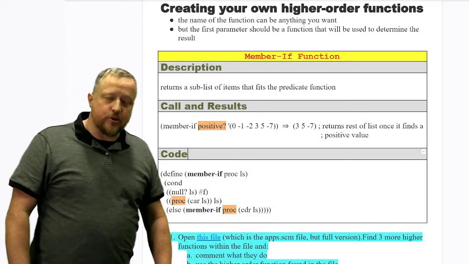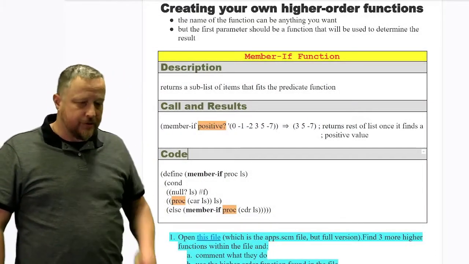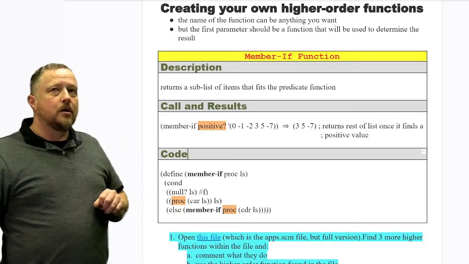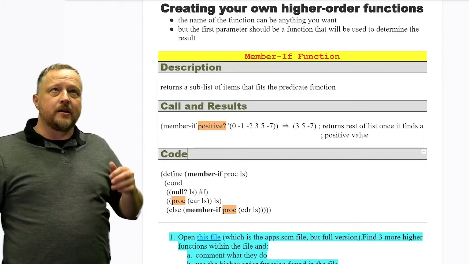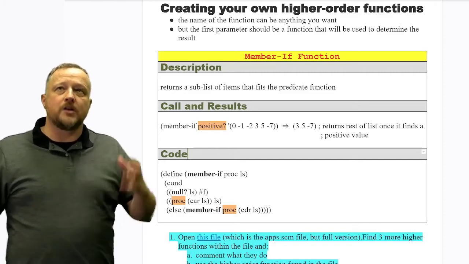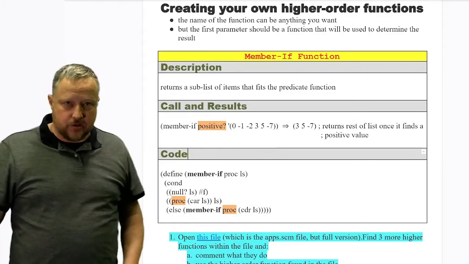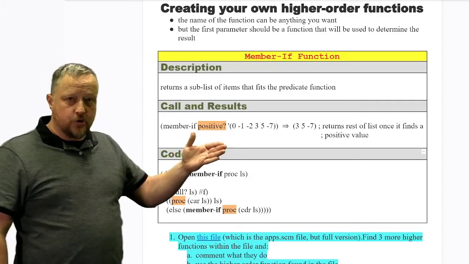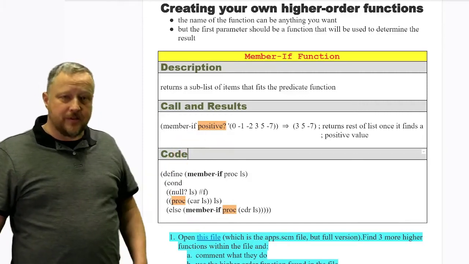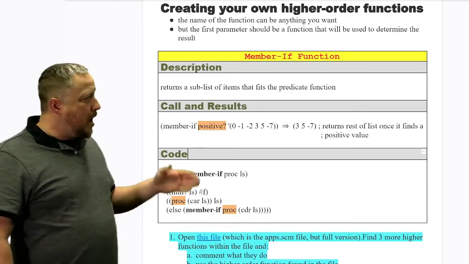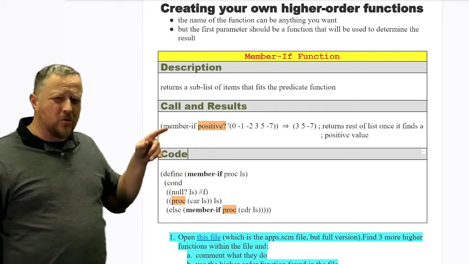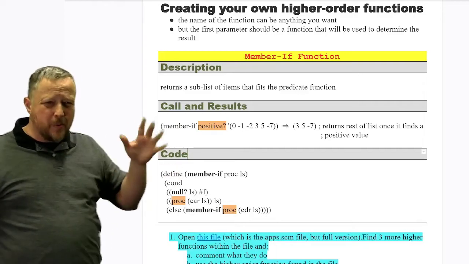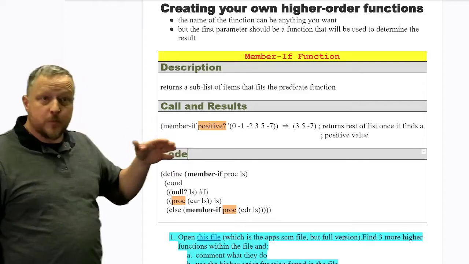You can create your own higher order functions. Now, in this example, I am creating what I want to have done to the list. But I am using a pre-built function called positive in this case. So I'm going to check, and that's why I'm doing the call and results first instead of just the code. Bear with me because I feel like I'm doing it backwards, but I want to explain what's going on first.